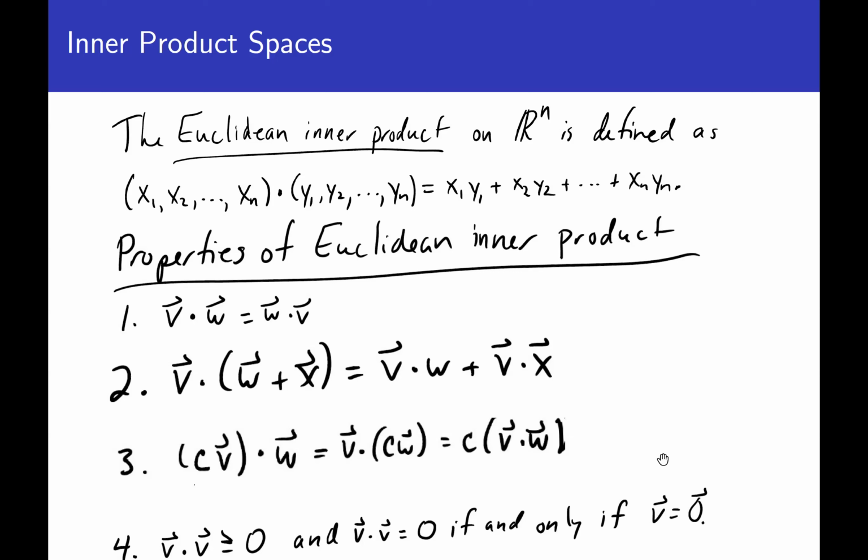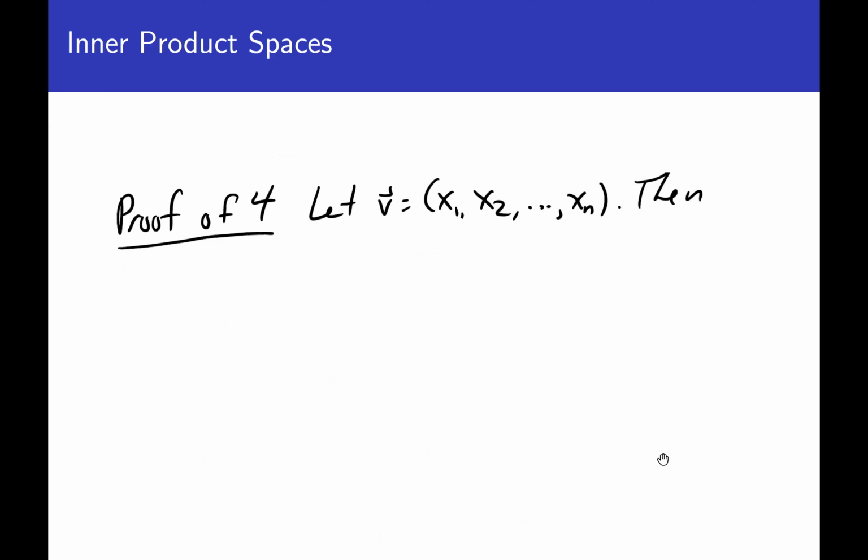All right, so let's go through these properties for the Euclidean inner product, and then we're going to generalize this to arbitrary vector spaces. So let's look at the proof of the last one, because the other three are straightforward. You just go through and manipulate the algebra and get it to work for those properties.